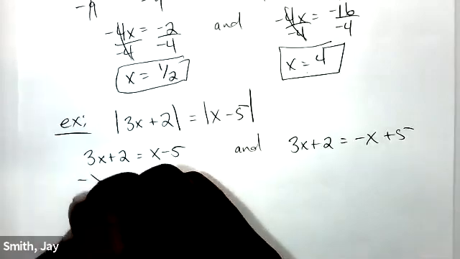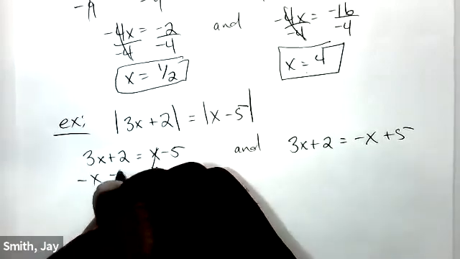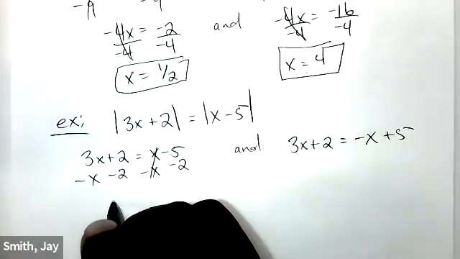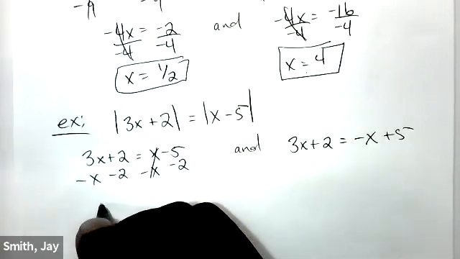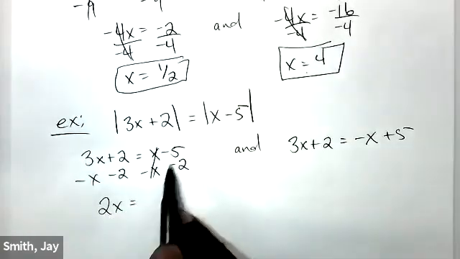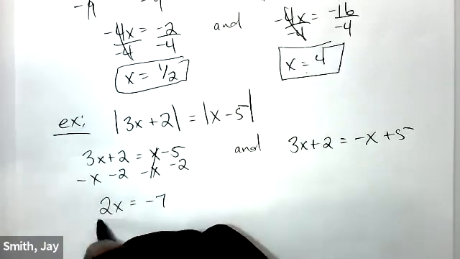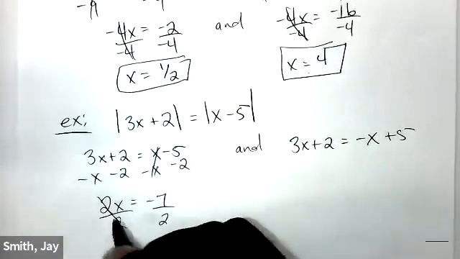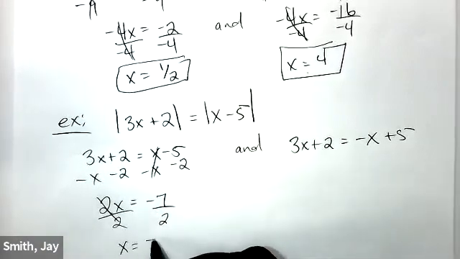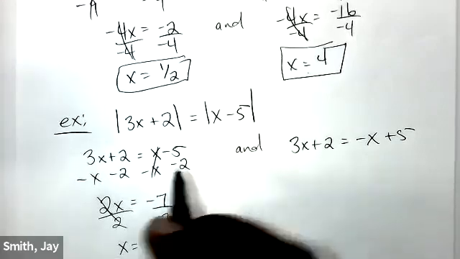I'll subtract x because I like to have my x on the left. Also, we'll subtract 2. So the 3 minus x will give me 2x is equal to negative 5 minus 2, which is negative 7. Divide both sides by 2, and x is equal to negative 7 halves. That's my first solution.